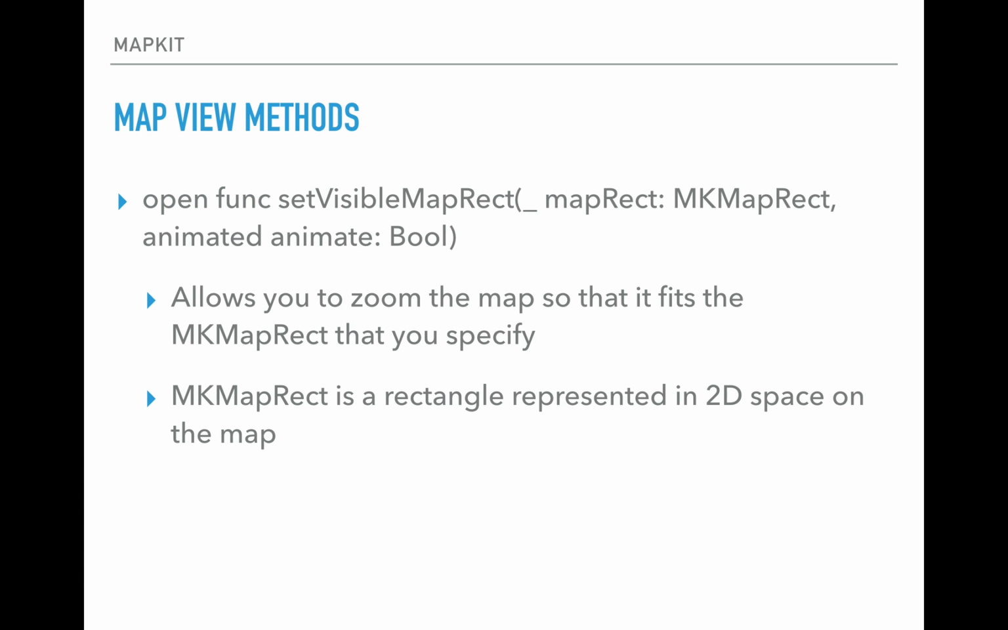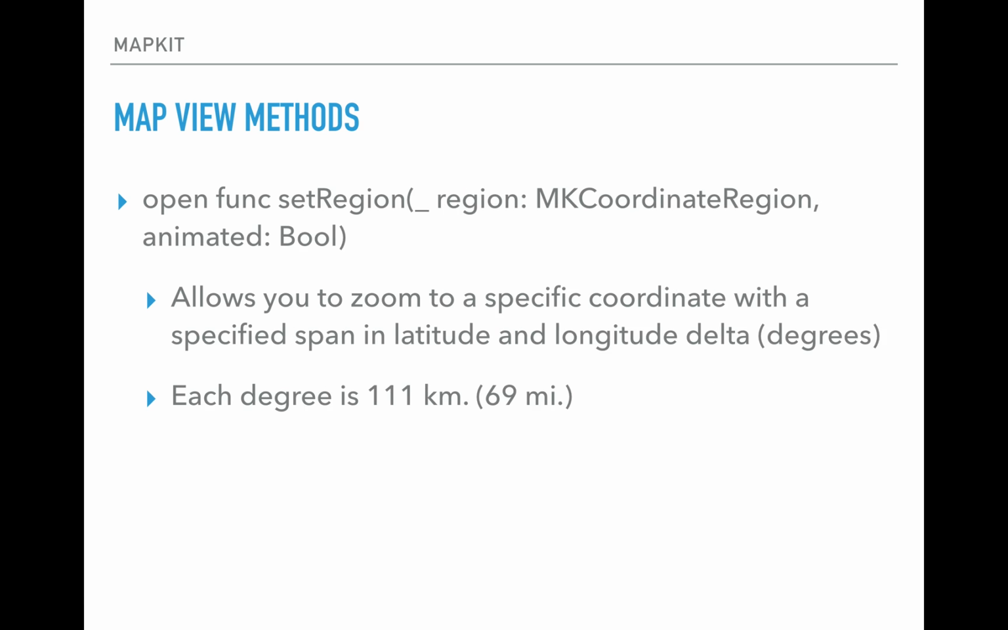Other methods that you have is this one, set visible map rect. So this one essentially allows you to zoom to a certain map rect. A map rect is basically a rectangle in 2D space that you specify. And if you pass this in, it'll zoom just so that that map rect fits within view of the map. So it makes it easier if you want to zoom to a shape that you make or something like that, you can just do set visible map rect and it'll zoom just to where that shape will fit in the map, which is kind of neat.